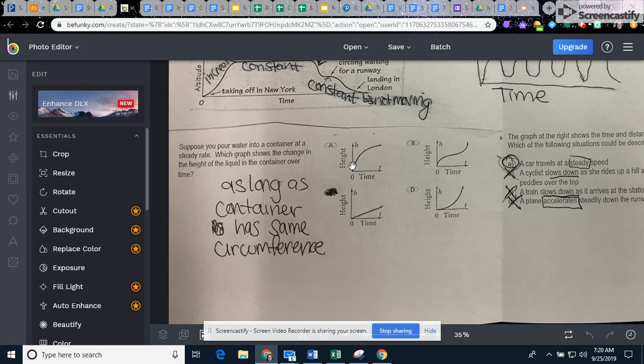If you have a funny shaped container or like a normal cup, that has a wide top and a narrow bottom, then it's going to look something like this because it's going to speed up, but as it gets to the wider part, it takes a little longer to fill that. So it would be A if you have a cup with a wide top and a narrow bottom.